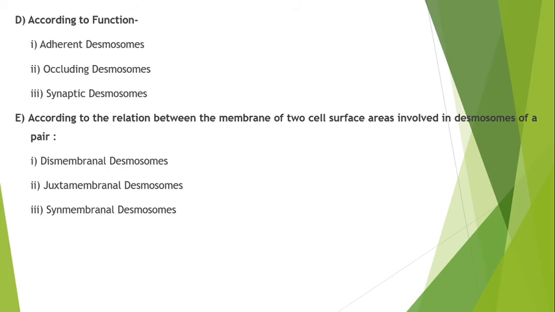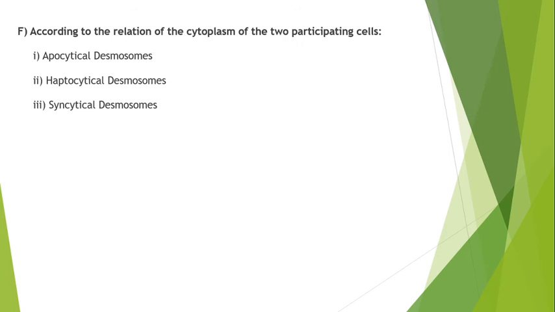So according to the relationship between the membranes of the two cell surface areas involved in desmosomes of a pair, there are three different types: first is the dis-membranal desmosomes, juxtamembranal desmosomes, and syn-membranal desmosomes. Next is according to the relation of the cytoplasm of the two participating cells. Got it? According to the relation of the cytoplasm of the two different cells and its cytoplasmic relation.